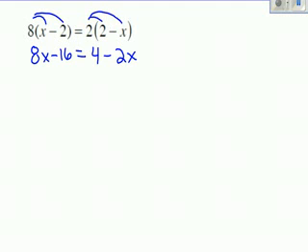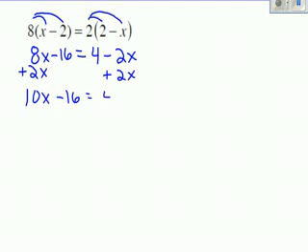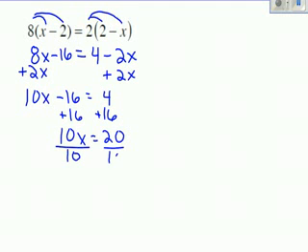Now we can just go to our flipping and switching here. Let's put the x's on the left side, so I'm going to flip so that my x's are on the left, which gives me 10x minus 16 equals 4, and I can flip the 16 to the other side by adding it to both sides. And then we want to solve for x, so we don't want 10 times x, we just want 1, so we're going to divide. So that means x must have been 2.